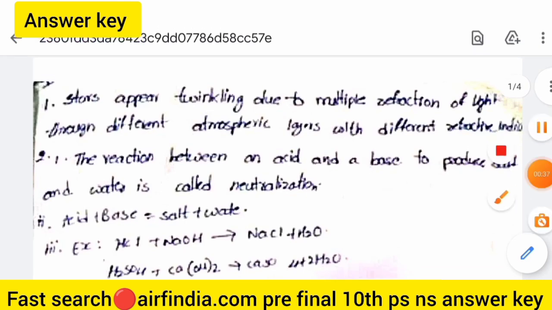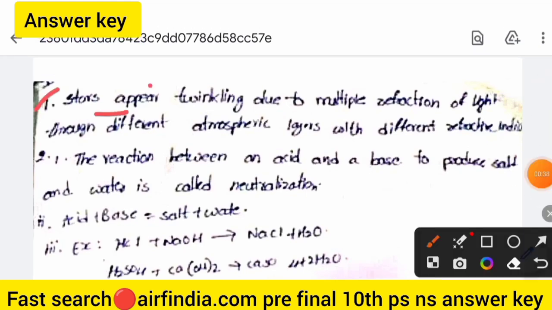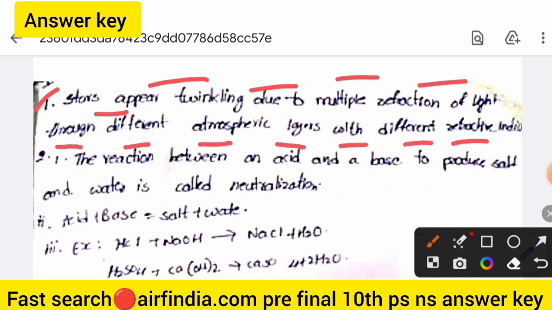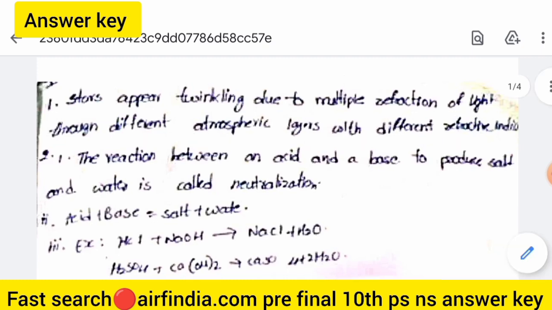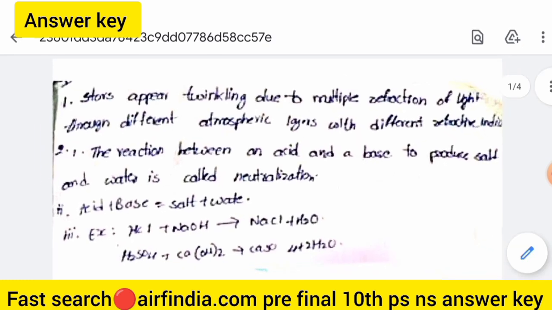Okay, this is your first question. Stars appear twinkling due to multiple refraction of light through different atmospheric layers with a different refractive index. Okay, so this is your answer.